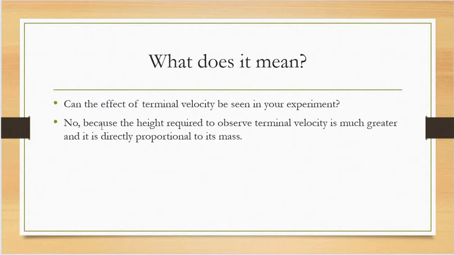Can the effect of terminal velocity be seen in our experiment? No, because we dropped the ball from a very small height, we cannot exactly see the effect of terminal velocity in our physical experiment, but it is observable in the computational model, which can be observed by changing the time intervals and observing future data.